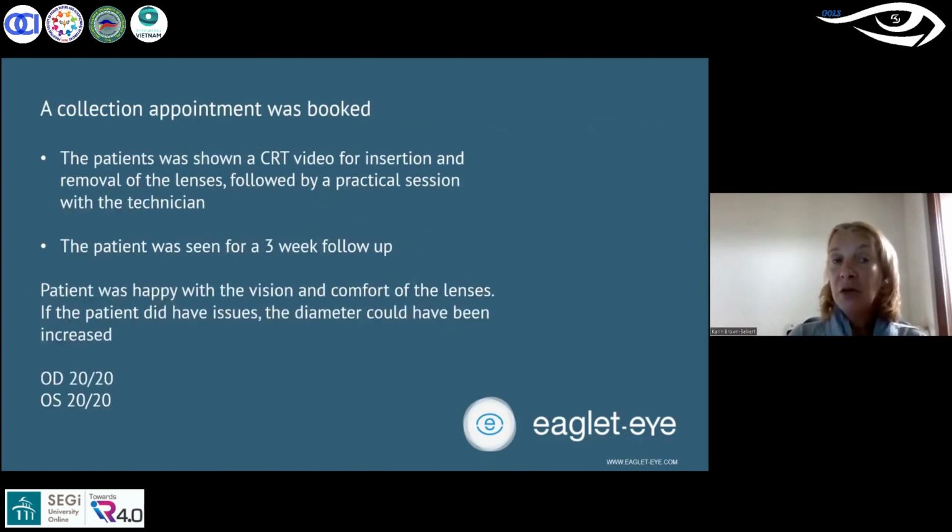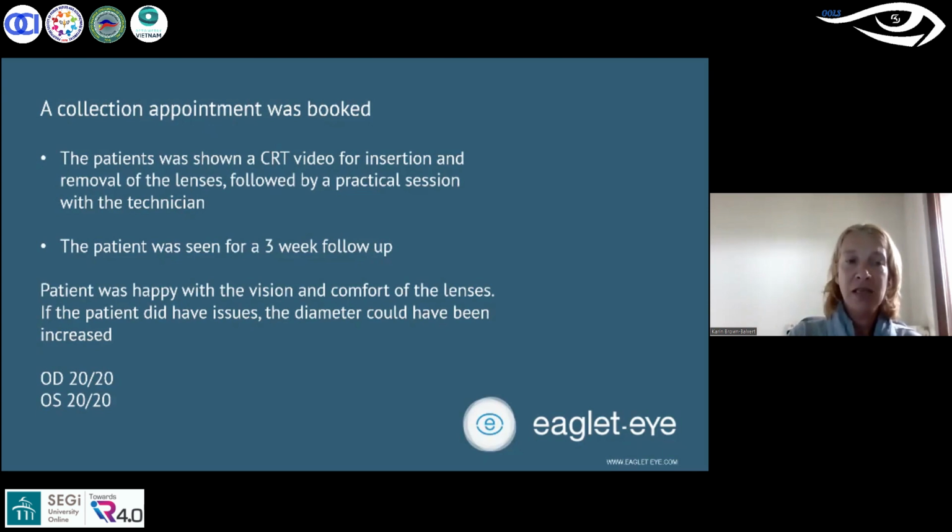This was a new CRT wearer, so it's just making sure that they actually know how to insert and remove the lenses. Initially, Dr. Ortiz shows a video, and then he follows it up with a practical session with the technician. Patient was seen for a 3-week follow-up, and she was happy with the vision and the comfort of the lens. If in this case the patient did have issues, the diameter could have been increased.